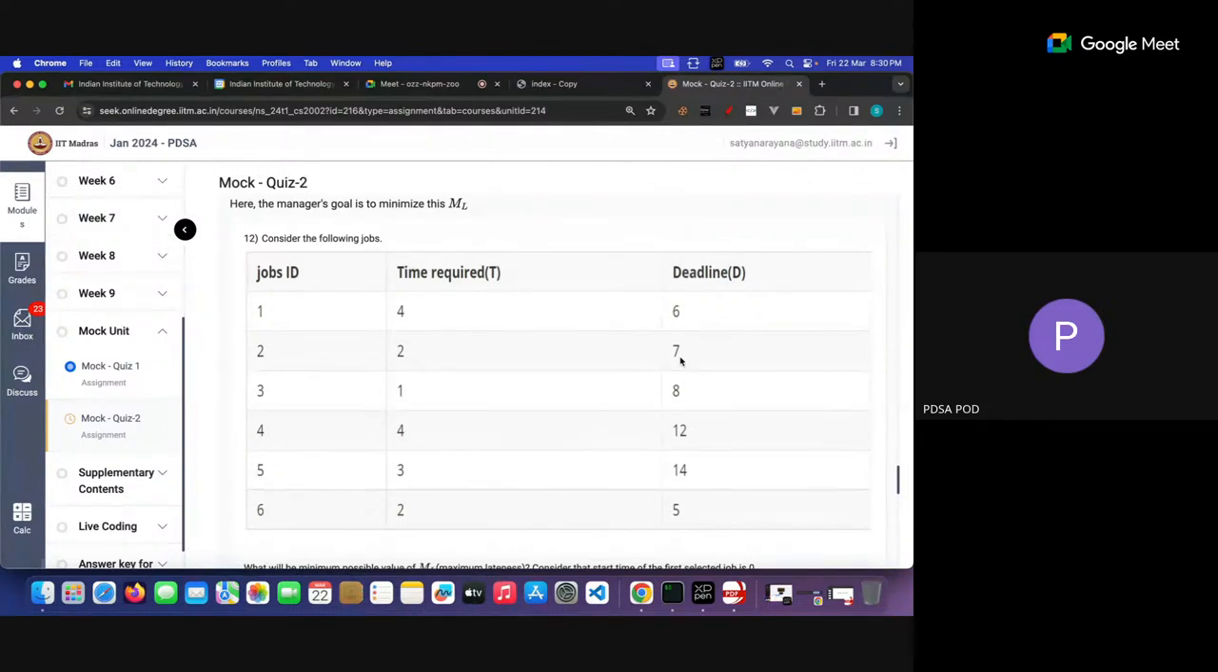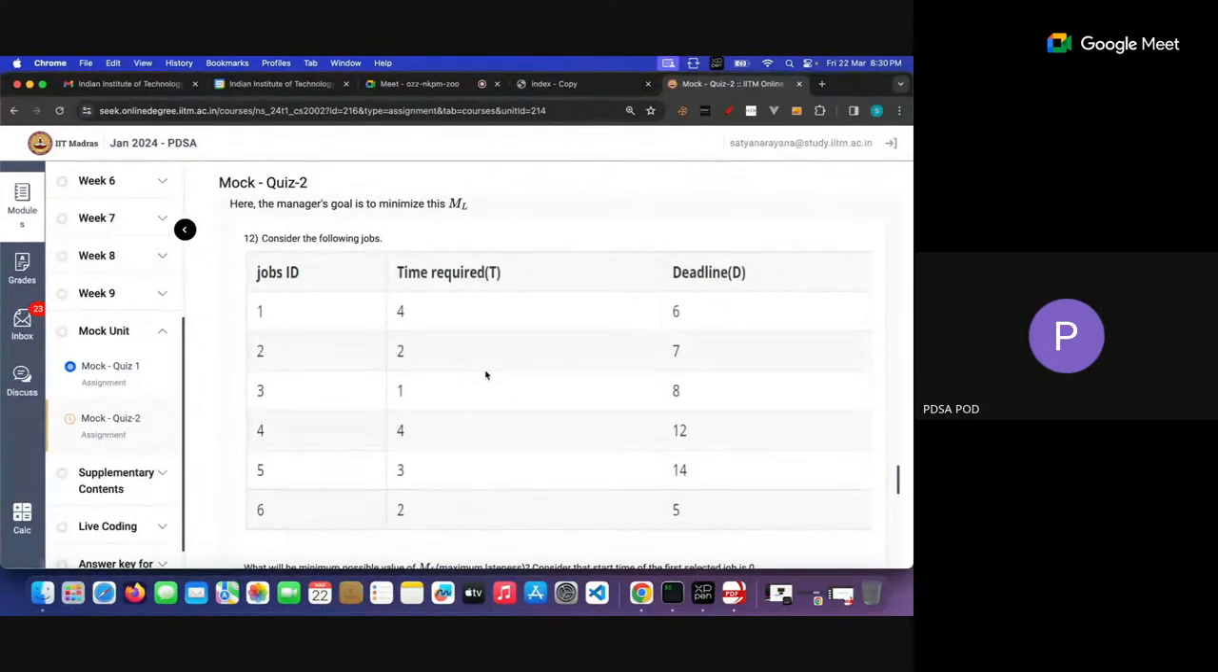Considering the jobs, the job ID is given, along with the time required and the deadline. Time required means, to complete this first job, we require 4 units of time, but it should be finished by the 6th unit of time. The next one requires 2 units of time to complete on the machine. Only one machine is there, but it has to be finished by the 7th unit.